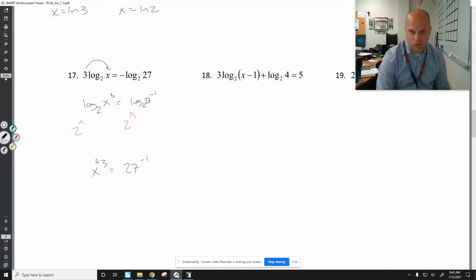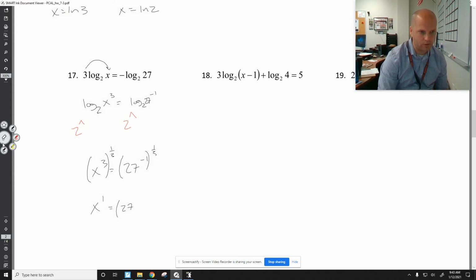How do you solve? You take the cube root. Cube root is just a 1/3 power. I like doing this just to show 1/3 times 3 is 1. That's why a cube root undoes a cube. I'd have to do it to both sides. So this becomes 27 to the negative first to the negative 1/3. Multiply those powers, that's negative 1/3.